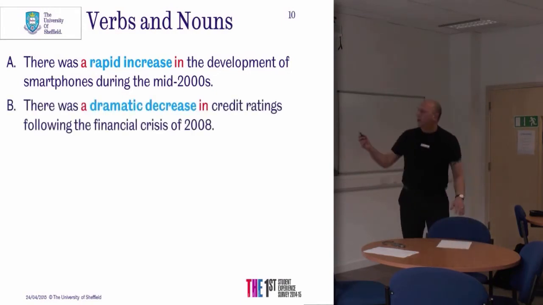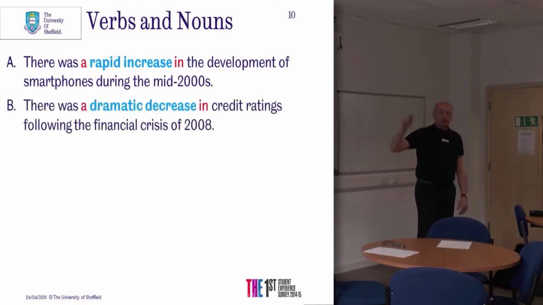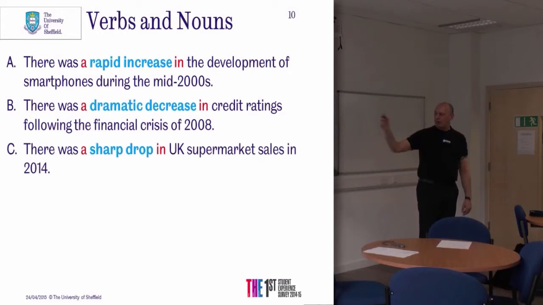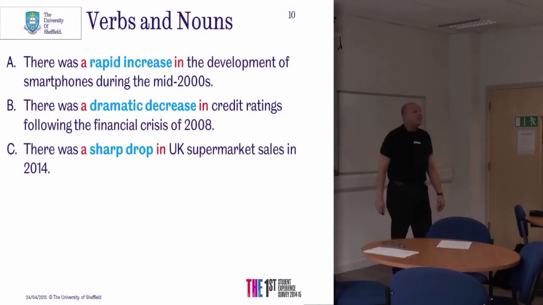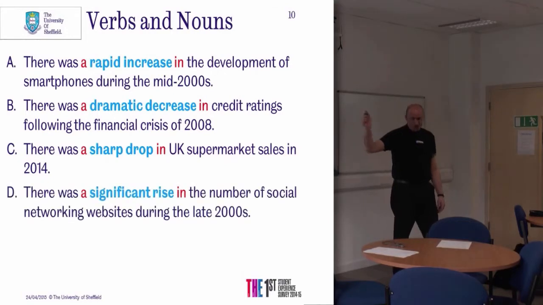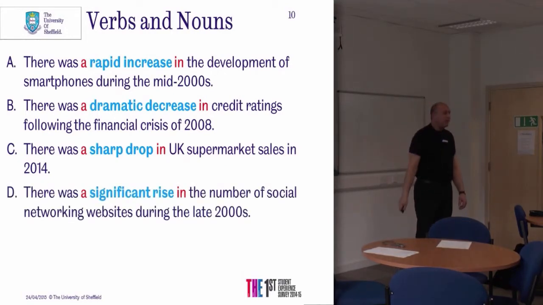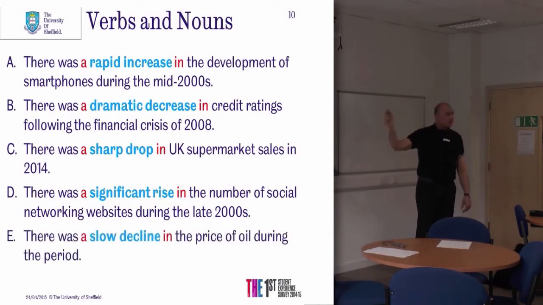What was it? What did you say? A dramatic decrease in. Very good. C? A sharp drop in. D? A significant rise in. And the final one, E? A slow decline in. Very good, a slow decline in.